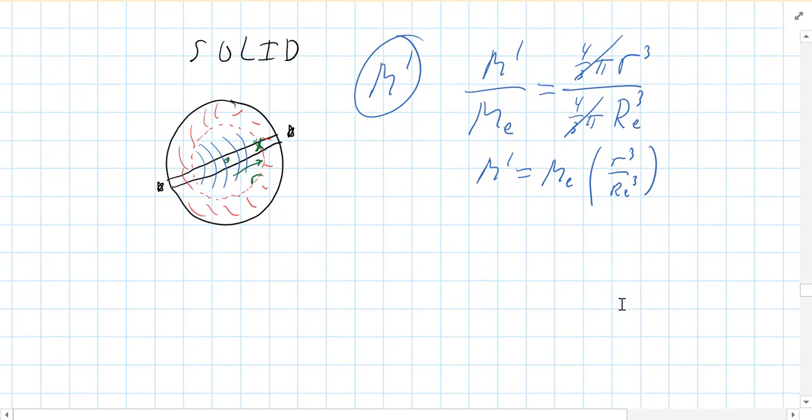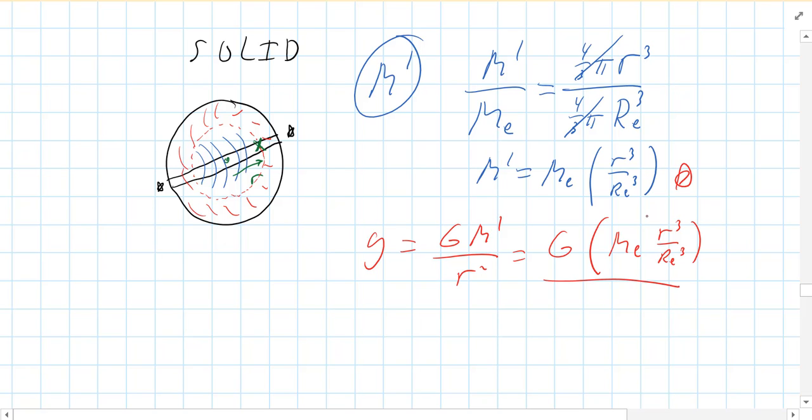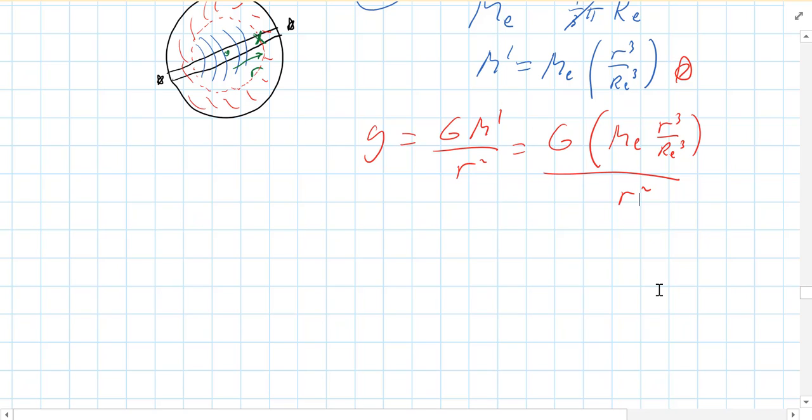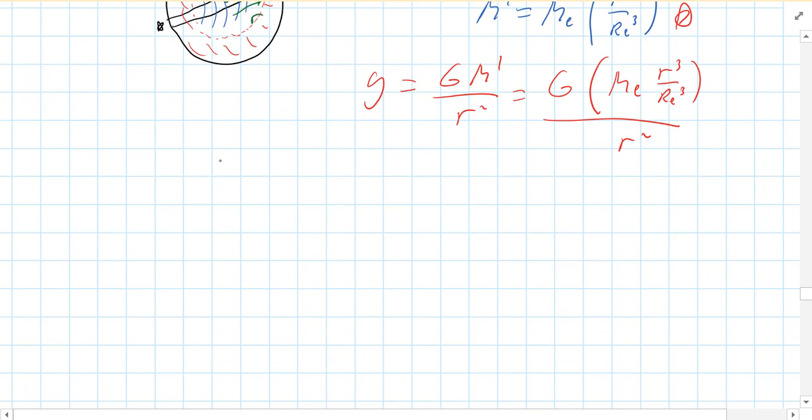Then you still use your same equation for g, but now g is going to be big G M prime over r squared, which would be big G, and you plug all this stuff in for M prime. So that'd be mass of the Earth times little r cubed over radius of the Earth cubed, divided by little r squared. By the way, important: little r and big R are different things. Little r is where you're at. Big R is a constant. It's the radius of the Earth. So you get the following equation.